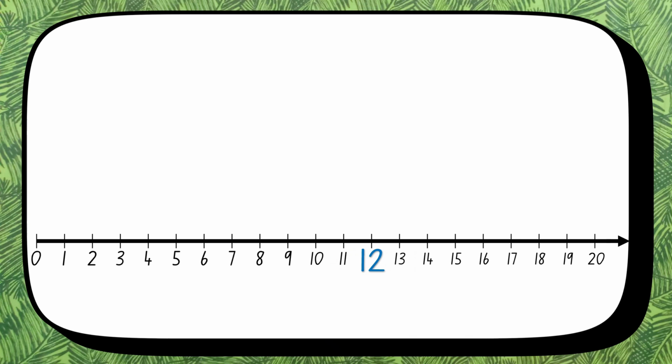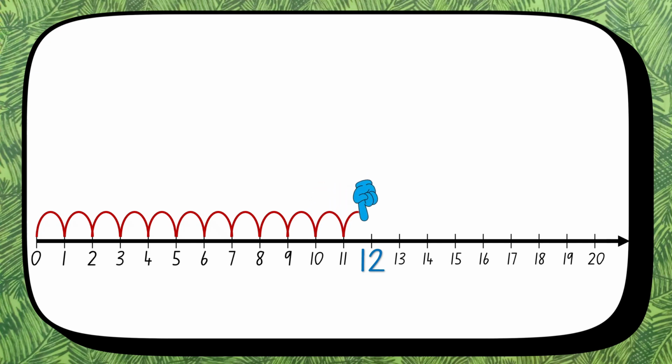Alright, let's start from 0 and count to 12. Point along with your finger. Ready? 0, 1, 2, 3, 4, 5, 6, 7, 8, 9, 10, 11, 12.